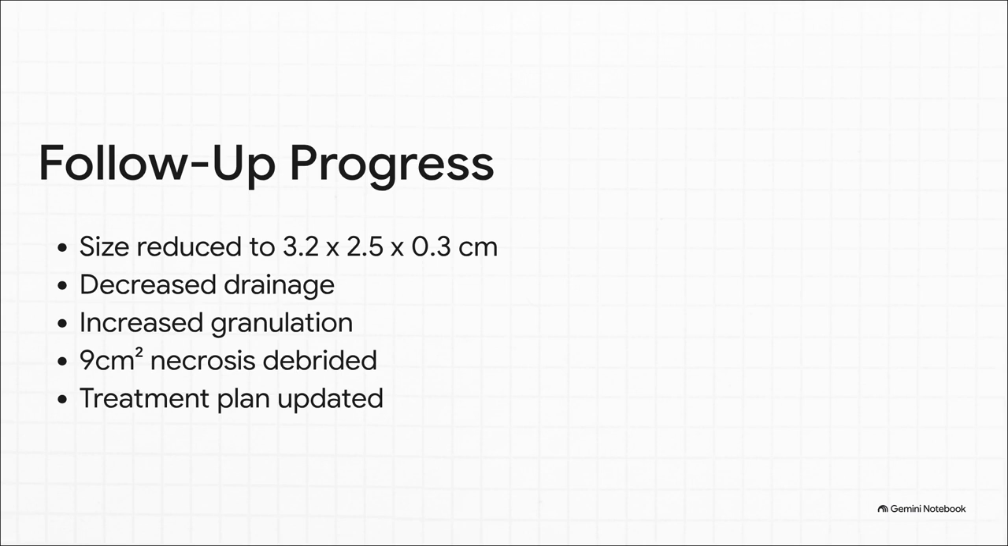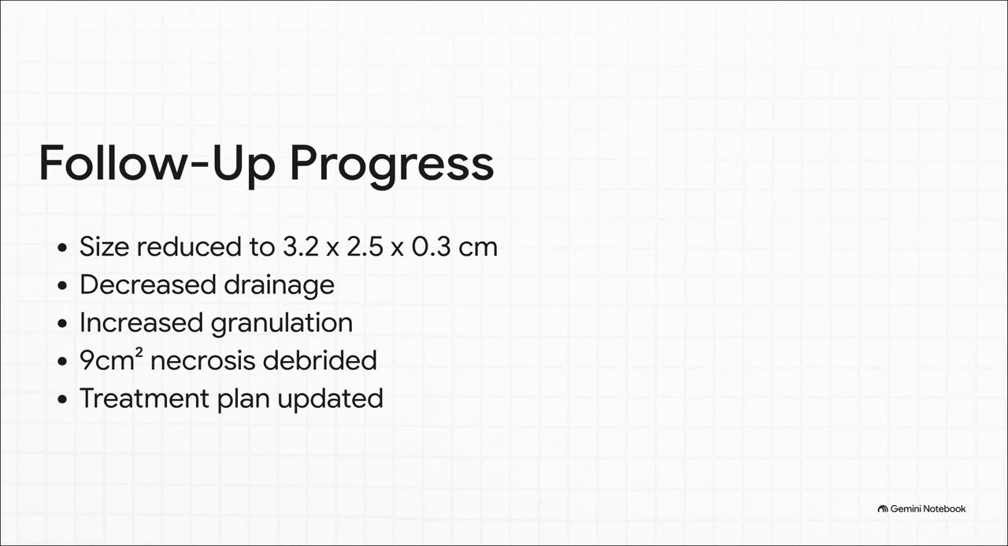The provider documented that the wound size reduced to 3.2 by 2.5 centimeters. The drainage decreased and healthy granulation tissue actually increased. However, there was still 9 square centimeters of necrotic subcutaneous tissue remaining, which had to be debrided. The treatment plan was then updated with offloading and advanced dressings. This perfectly, 100% justifies repeating CPT 11042.